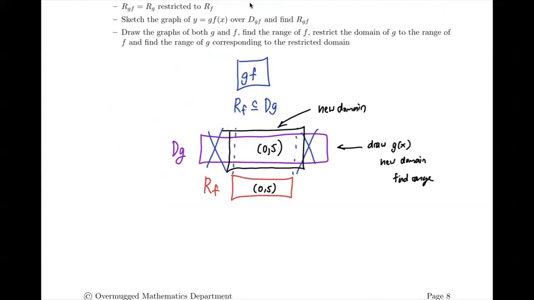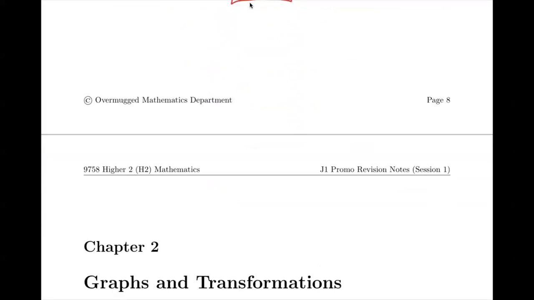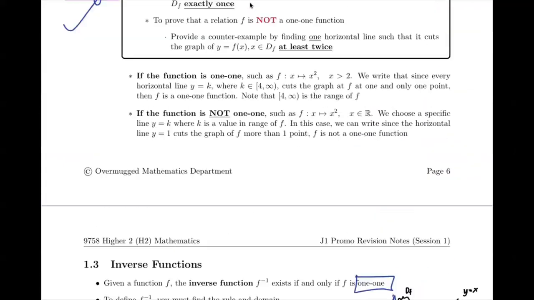We're done. Okay, this is functions. Now it's your turn to try. Basically, at the back of this set of notes, I think it's page 21. I forgot the page number, but I think it's page 21.